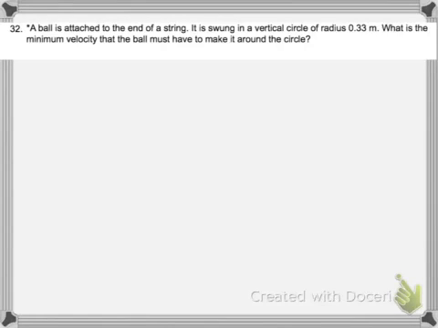Number 32. A ball is attached to the end of a string. It is swung in a vertical circle of a radius 0.33 meters. What is the minimum velocity that the ball must have in order to make it around the circle?